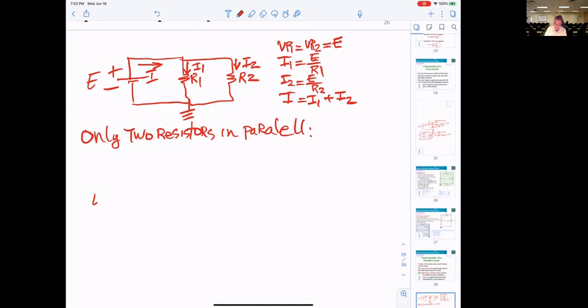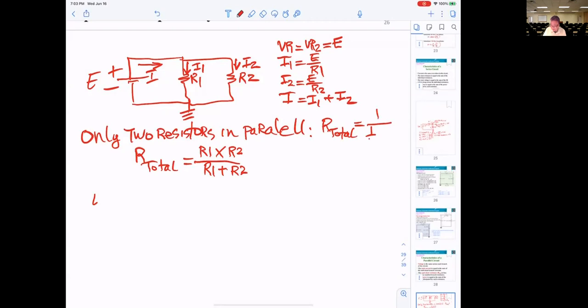Okay? If you want to combine R1, R2, that means you want to calculate the R total, or some say R equivalent. That doesn't matter. Then you use this formula: R1 times R2 divided by R1 plus R2. Okay, you can derive it from the formula given to you before. R total equals 1 over R1 plus 1 over R2. So they combine it, they give you this formula for easy calculation. Okay?